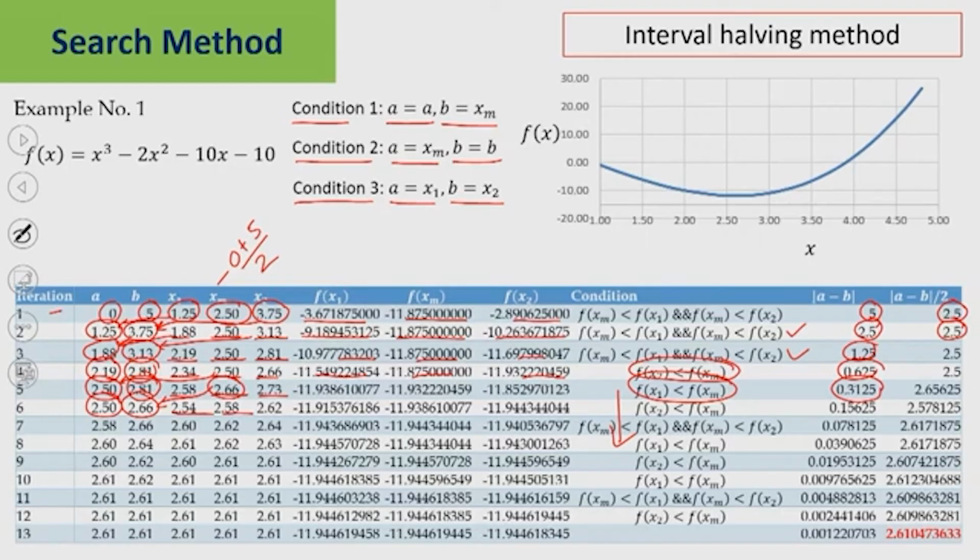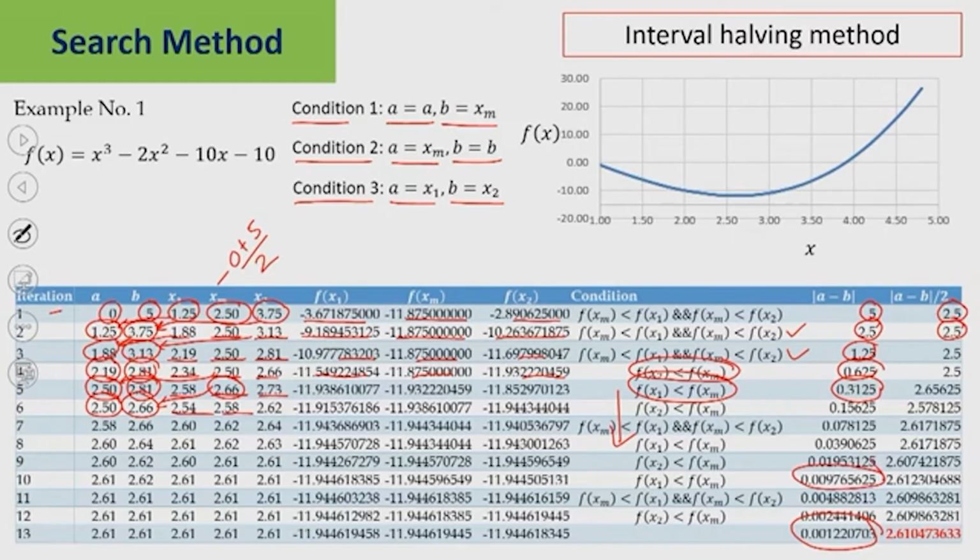Once it is reaching the precision, you can stop your iteration. Suppose this value is less than 0.01. If I put 0.01 as the precision, so you can stop there. Okay. So, you can stop here itself, if you are taking 0.01 as your precision.